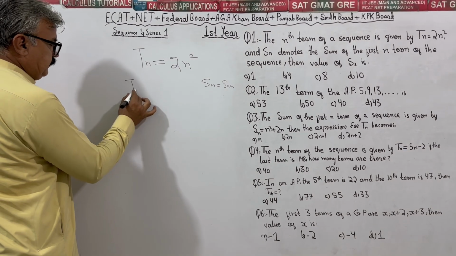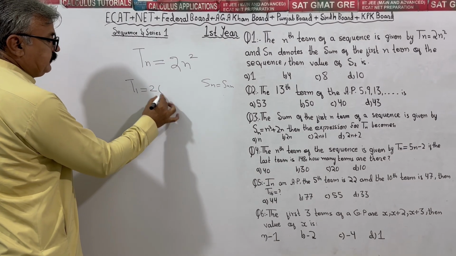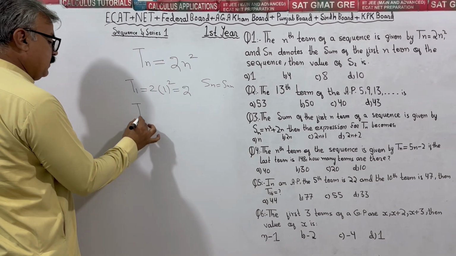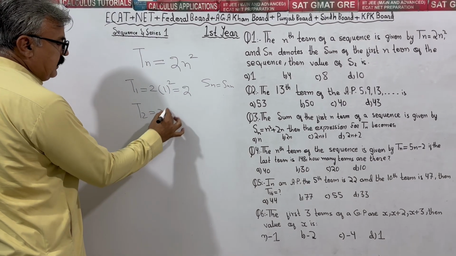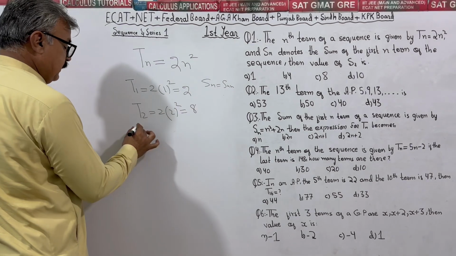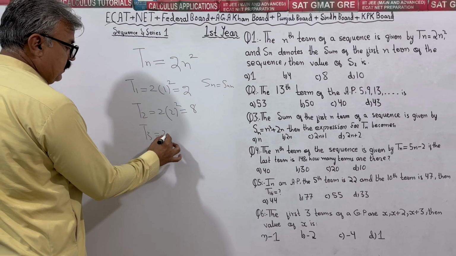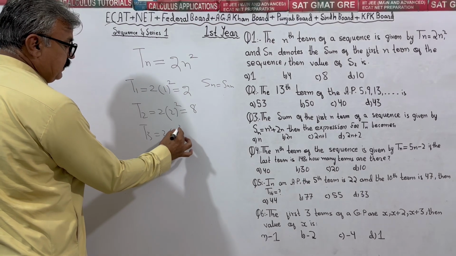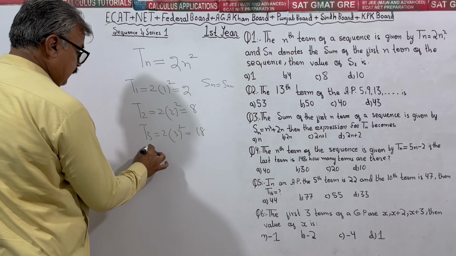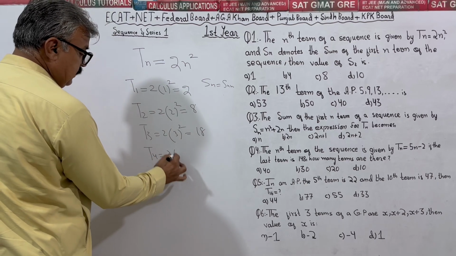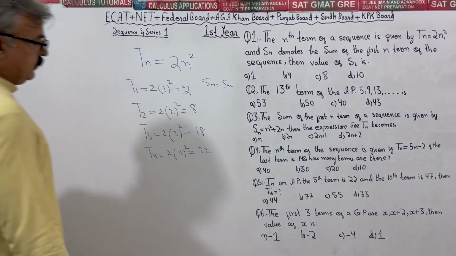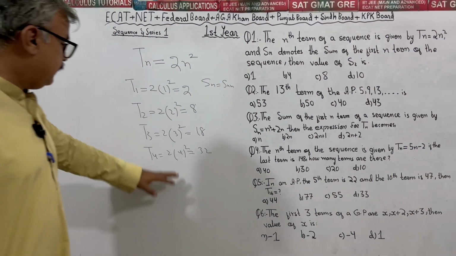It is the nth term formula. Put n is equal to 1, we will get the first term, 2 times 1 square means 2. T2, 2 times 2 square, 8. T3, 2 times 3 square means 18. T4, 2 times 4 square, 32.